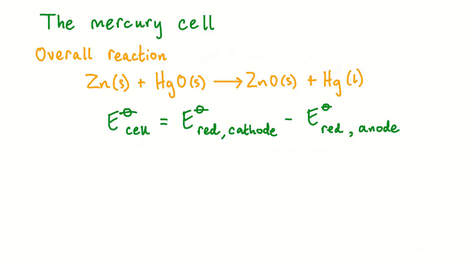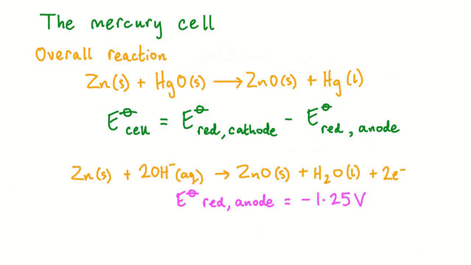To calculate the E standard for the cell, that is the cell EMF, or the voltage produced by this cell, we need to know the standard reduction potential for the cathode and the standard reduction potential for the anode. We simply subtract the standard reduction potential for the anode from the standard reduction potential for the cathode.